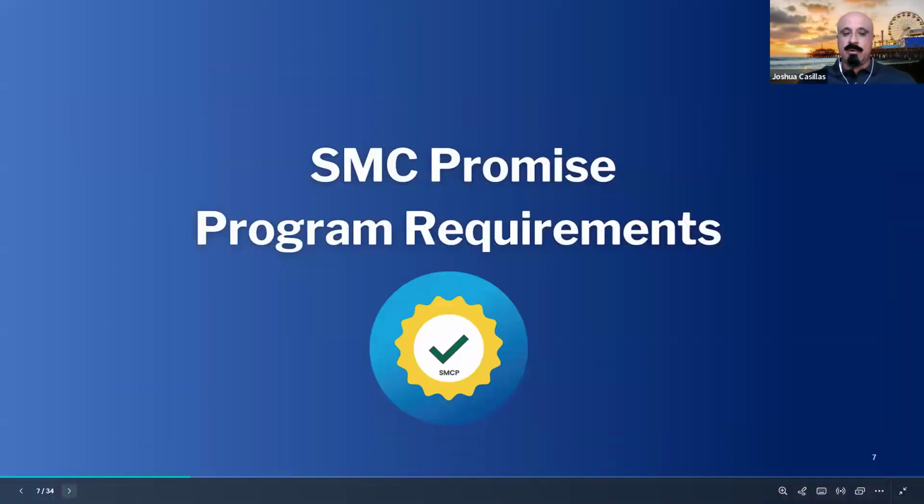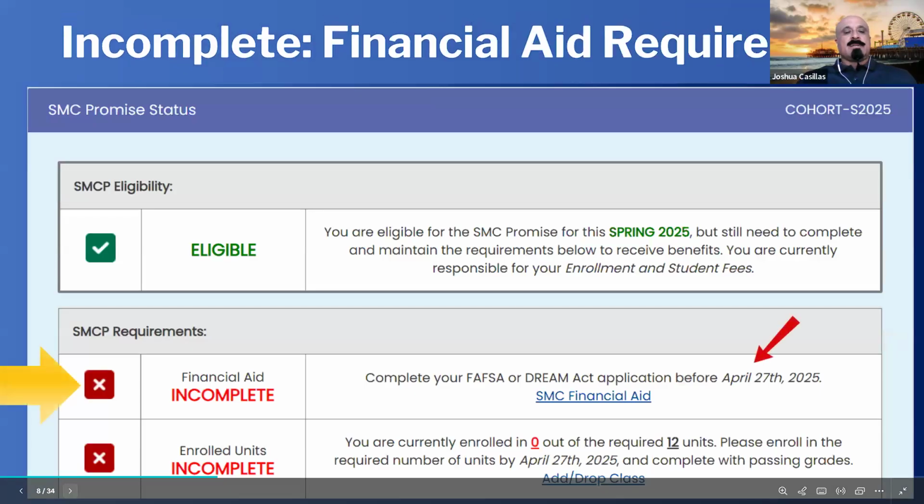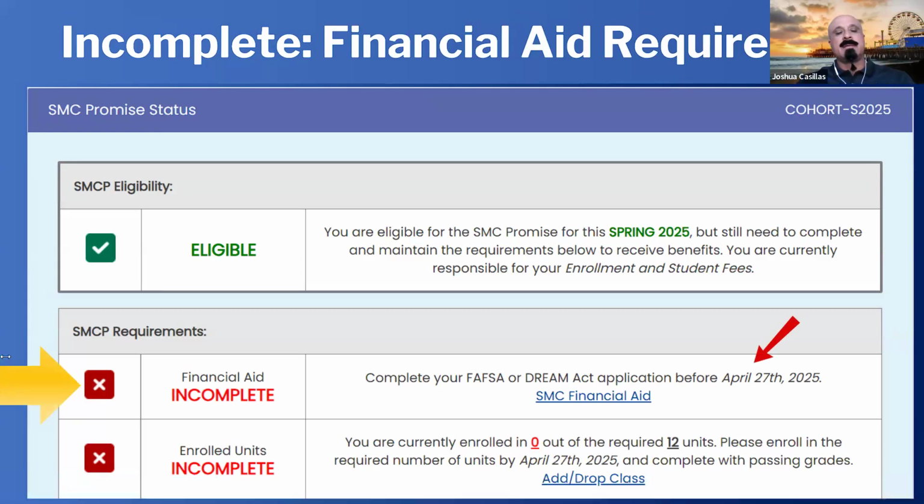SMC Promise program requirements. These are the requirements you must meet to be officially part of the SMC Promise and receive the benefits. So the first requirement is we're first looking at the student's SMC Promise status. They are eligible, but once again, it tells them they need to complete the requirements below. There's two requirements. The first one is financial aid. If you look at the yellow arrow, we're focusing in on the financial aid column. Red means they haven't met it. It states you're incomplete. Complete your FAFSA or DREAM Act application before the deadline for this spring.